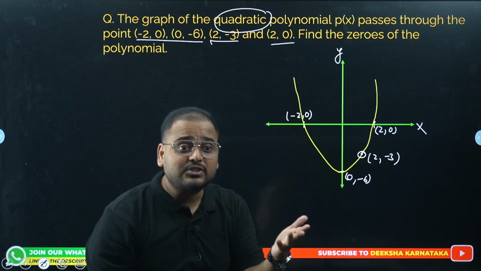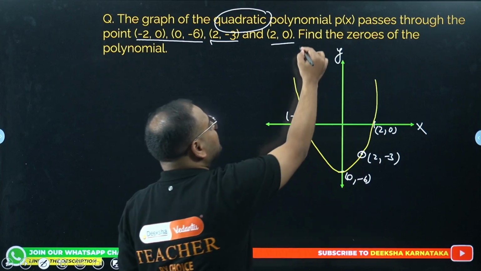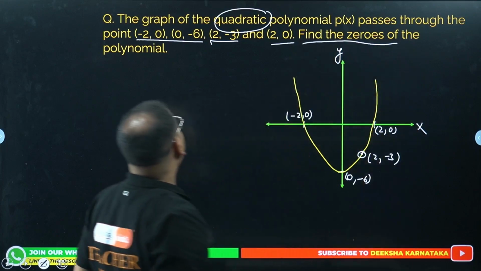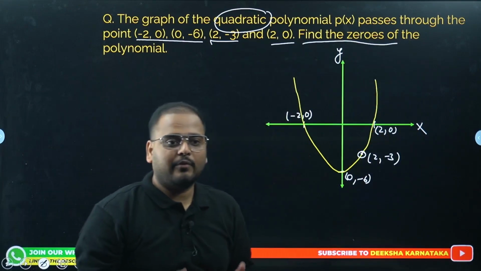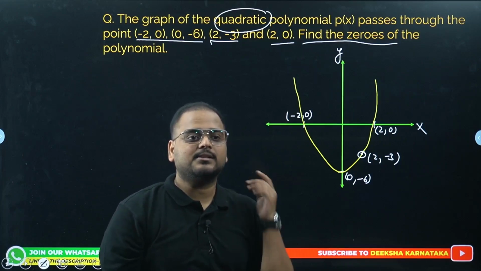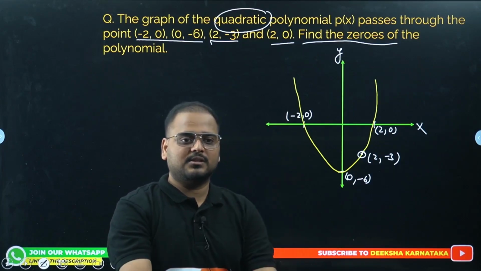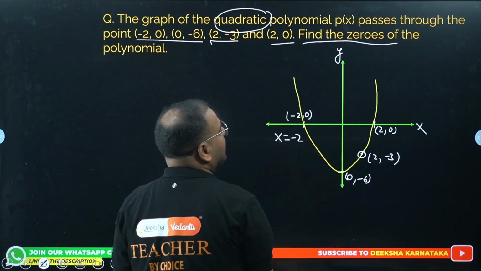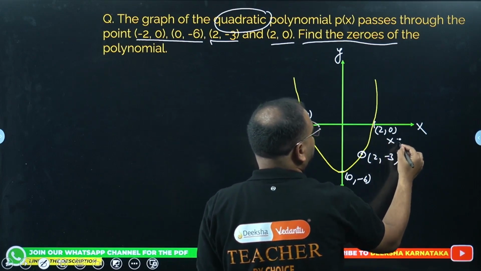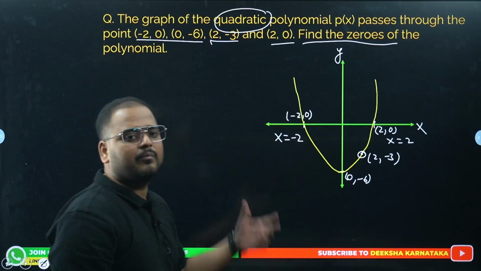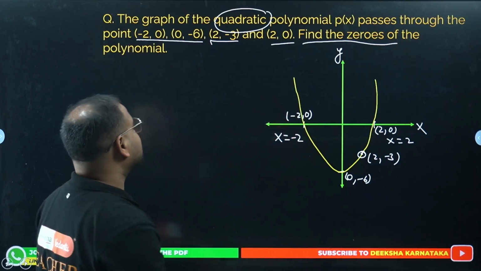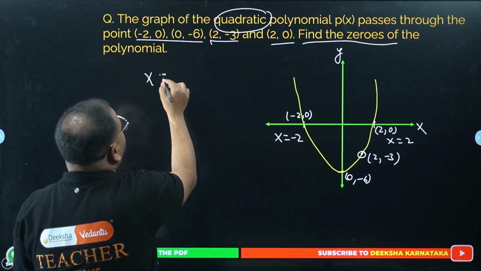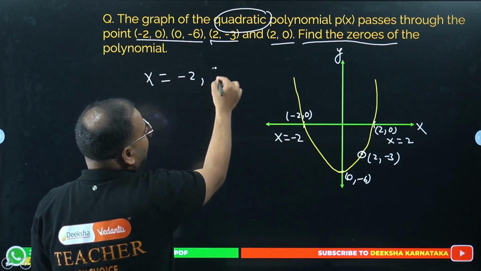Now what is their question? The question is, find the zeros of the polynomial. What we learned? Wherever it cuts the x-axis, take the x coordinate of that point, that is the zero. X coordinate of this point, x equal to -2. X coordinate of this point, x equal to 2. Why this point? Because that's where the graph cuts the x-axis. So the roots are x equals -2 and 2.